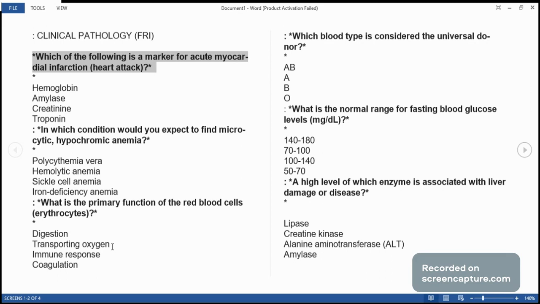Which blood type is considered the universal donor? AB is the universal recipient. The term universal donor refers to the blood type that can be safely given to an individual of any other blood type in emergencies, especially when there is no time to perform cross matching.